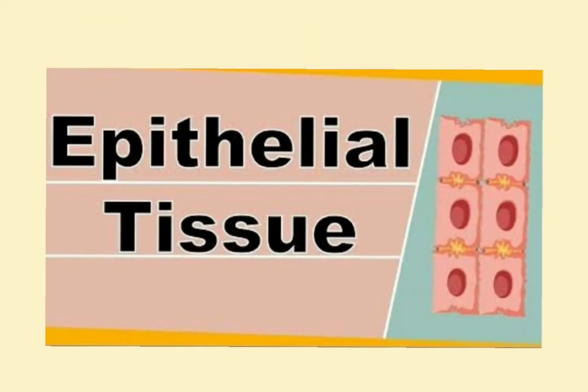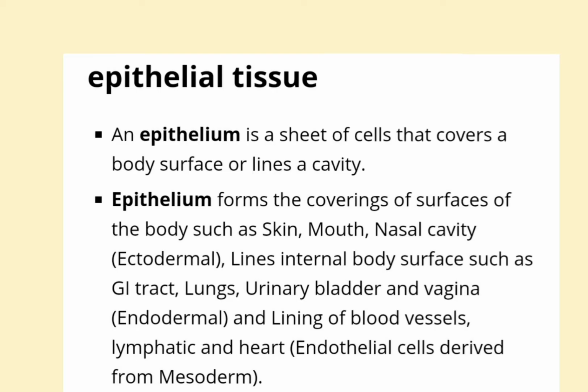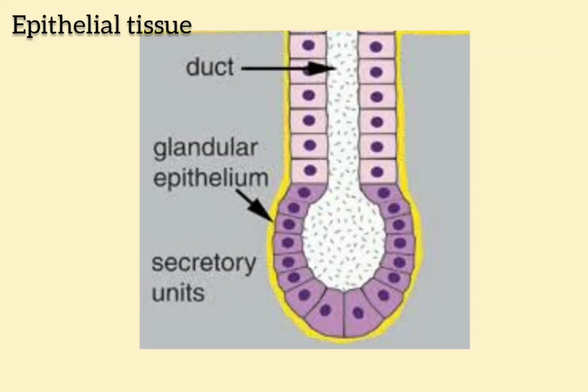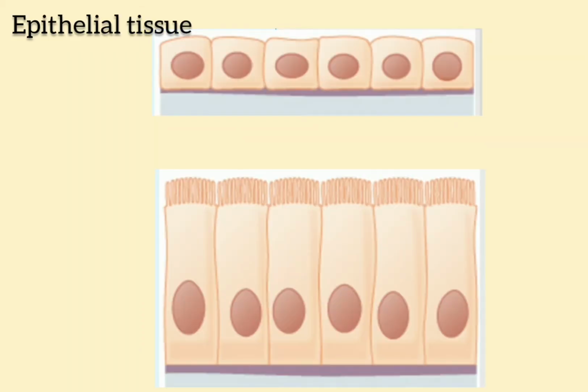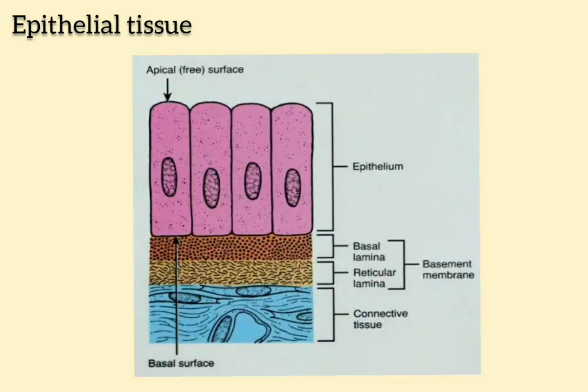Let us first study about the epithelial tissue. The epithelial tissue lines body surfaces and cavities. They cover internal organs. They also form glands. The cells of the tissue are closely connected to each other. The epithelium is found on edges of organs.